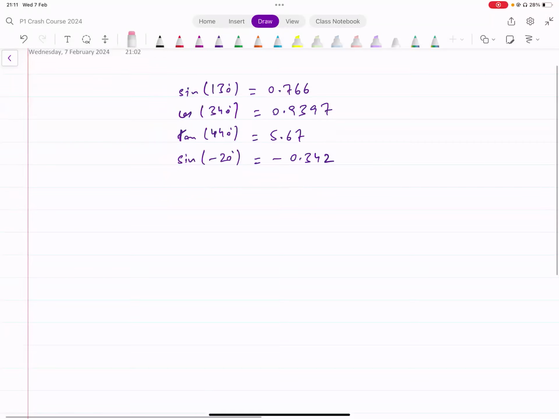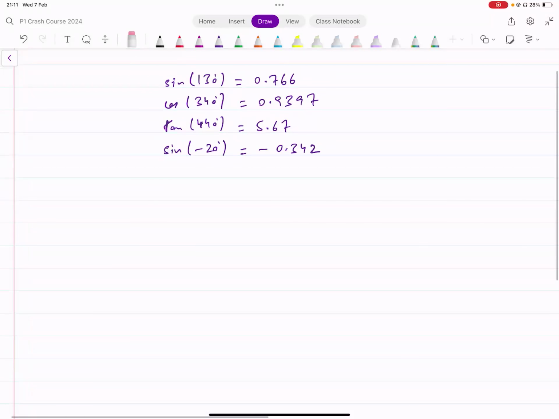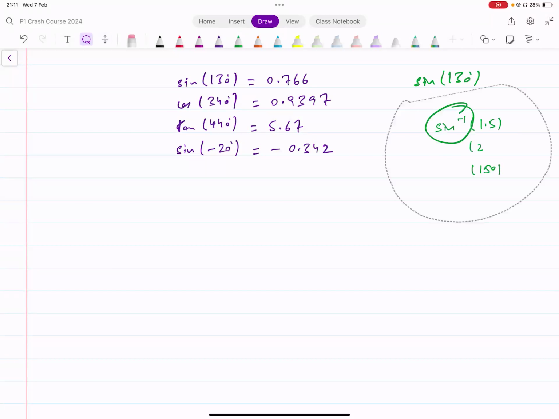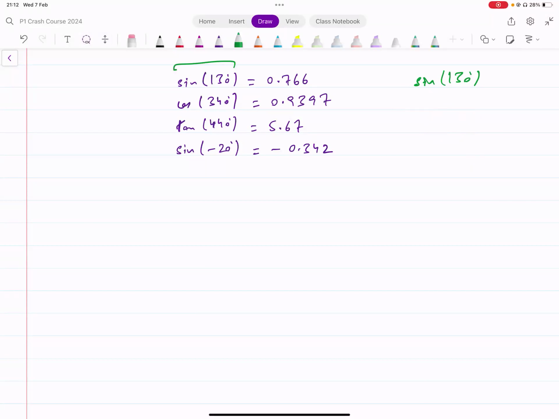Yes, Abdullah, you want to say something? Sir, if we take sine inverse of 130, it gives a math error. Yeah, because that's something different. This is not sine inverse of 130, this is sine of 130. Sine inverse of anyone that's greater than 1 is going to give you a math error. You can try 1.5, 2, 150. Anything greater than 1, sine inverse does not exist for that. We'll talk about that later as well. But we're not using sine inverse here. We're using sine of 130.